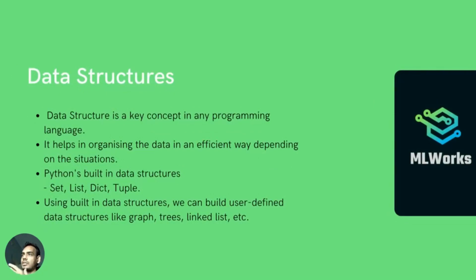Next is data structures. A data structure is a key concept in any programming language. It helps in organizing your data in such a manner that it makes your code efficient while running. Execution time becomes better if you use efficient data structures. Python's built-in data structures are set, list, dictionary, and tuple. Using these data structures, you can build other data structures like graphs, trees, linked lists, and many more. So we have covered almost the three basic topics.